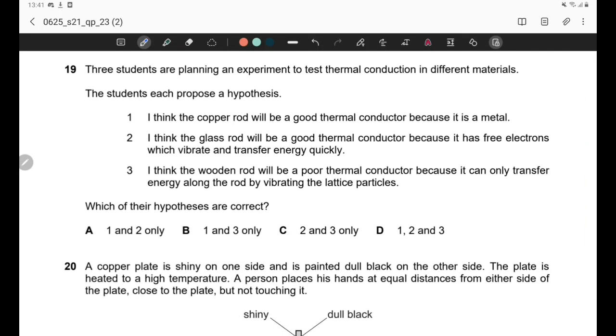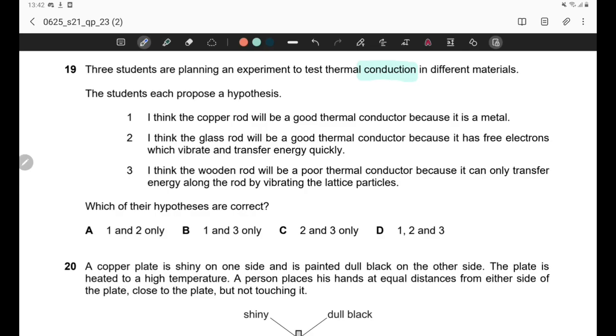Question 19. Three students are planning an experiment to test thermal conduction in different materials. The students each propose a hypothesis. 1. I think the copper rod will be a good thermal conductor because it is a metal. 2. I think the glass rod will be a good thermal conductor because it has free electrons which vibrate and transfer energy quickly. 3. I think the wooden rod will be a poor thermal conductor because it can only transfer energy along the rod by vibrating the lattice particles. Which of the hypotheses are correct?